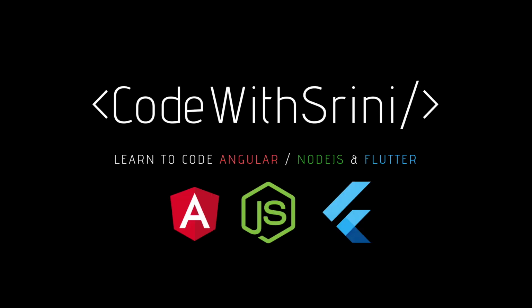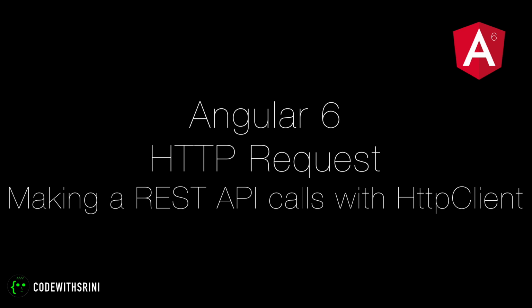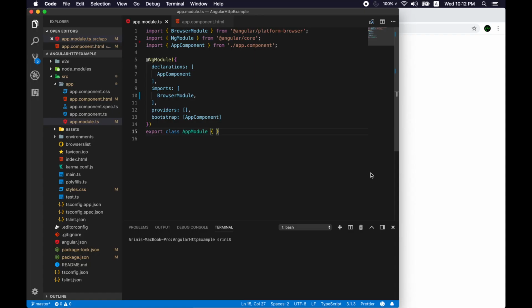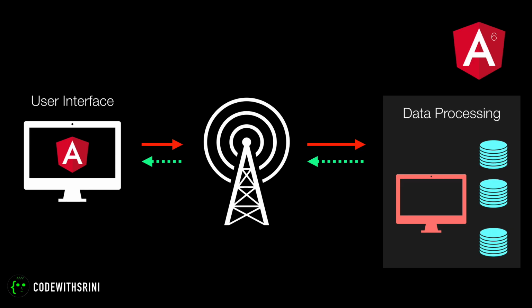In this video, we're going to look into Angular 6 HTTP requests: making REST calls with HTTP. In modern web applications, we definitely need a bunch of HTTP services on the server, and we make use of the services to fetch or save data to it.